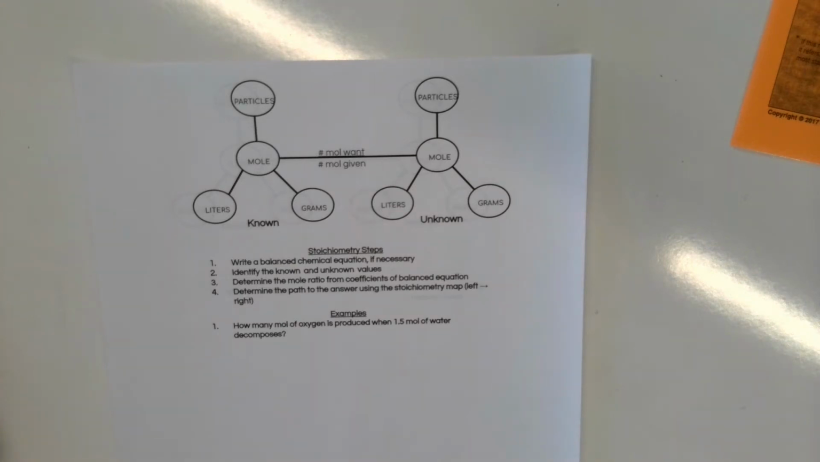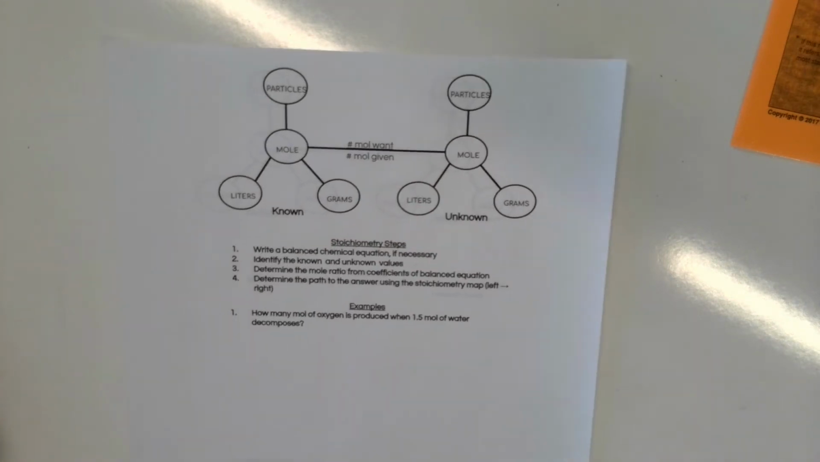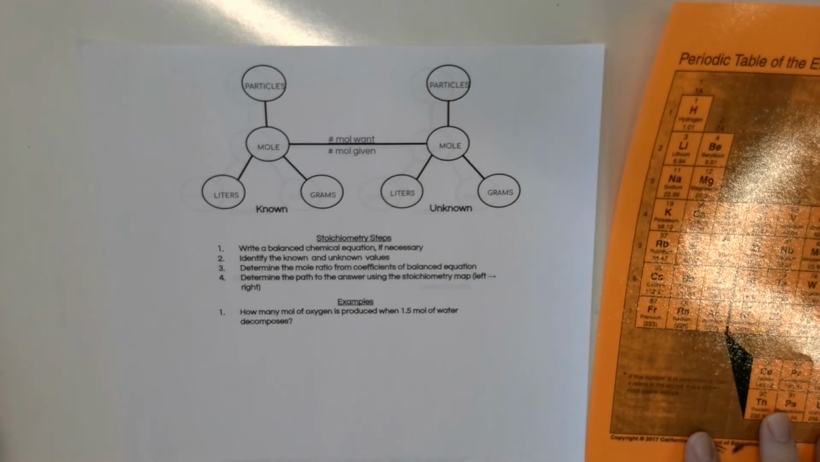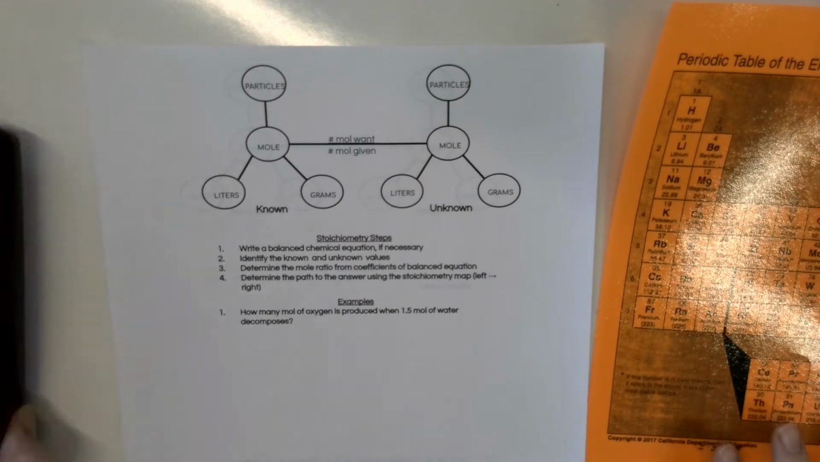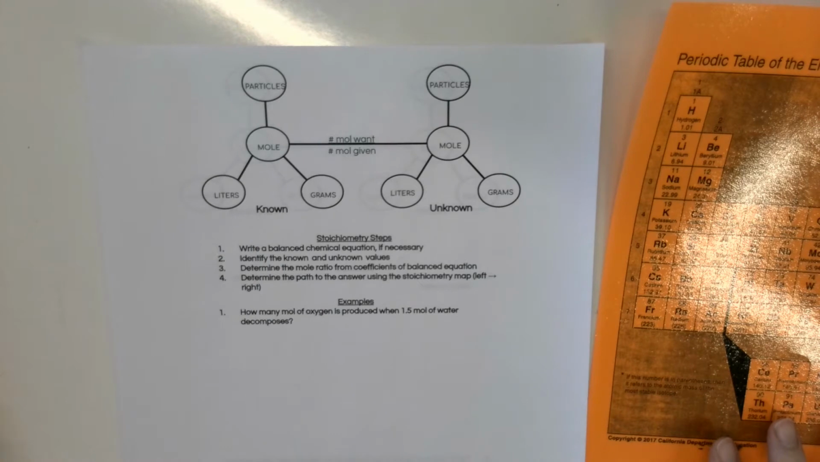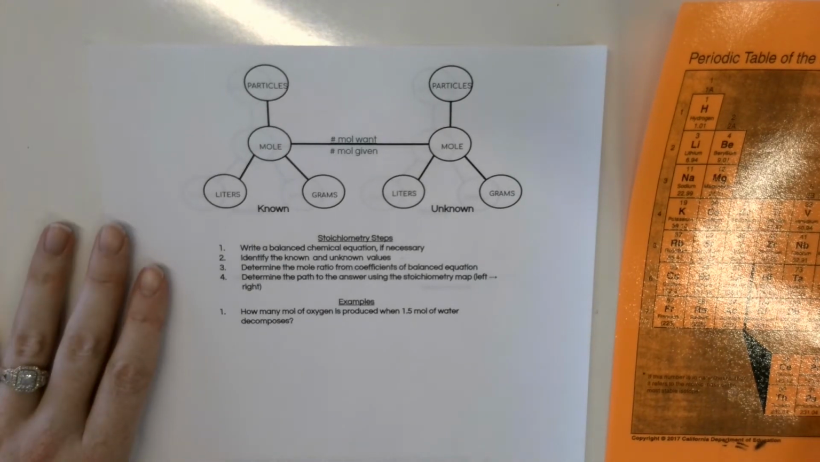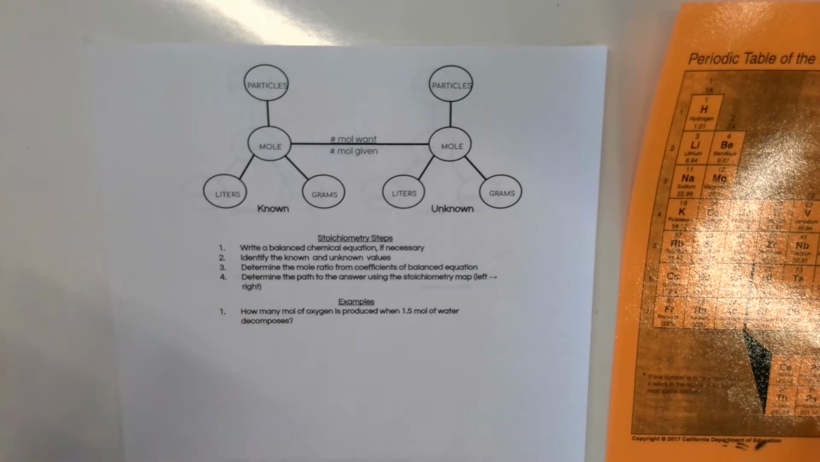Good afternoon, D Block. You need to go ahead and get out your stoichiometry handout, which you should have. You can put this in your notebook afterwards. Grab out your periodic table. You will need a calculator and a pen or pencil. We're going to start on this handout with the side that says examples and then says number 1.